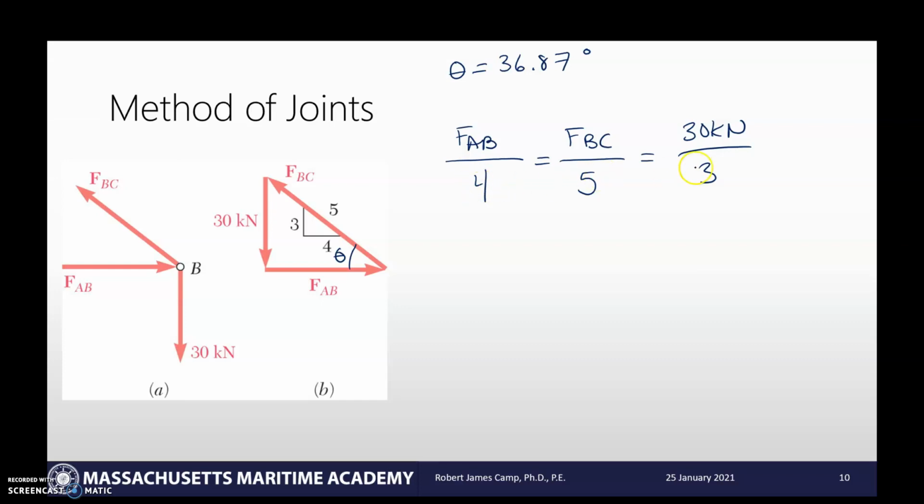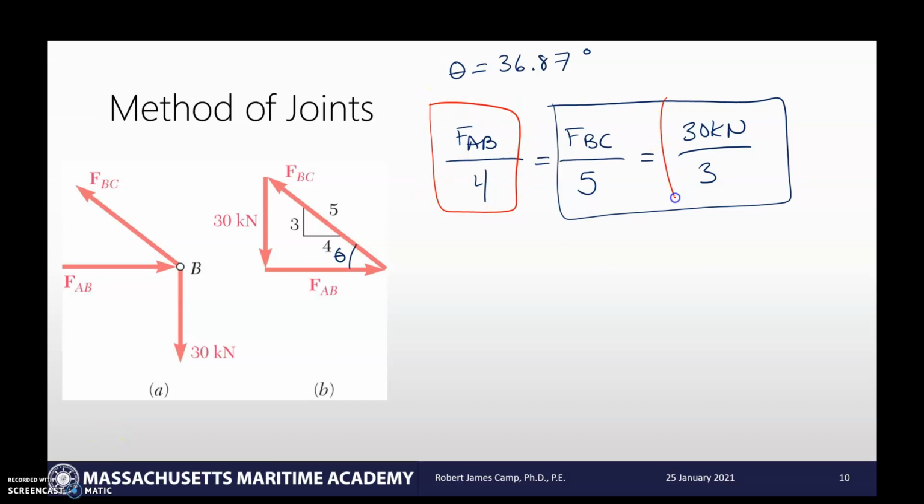Since these are three quantities that are all equal to each other, I can look at one of them, solve for BC, and then I can look at this one equal to this one, and directly solve for AB. If I go and do that, I'm going to find that FAB, the internal force in member AB, is going to be 40 kilonewtons. And then FBC, the internal force of BC, is 50 kilonewtons.